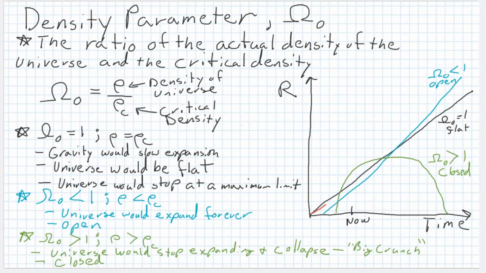So based on observations, do we have an open, closed, or flat universe? Actually, we have something that's neither any of these. We actually have an accelerating universe where the scale factor isn't increasing linearly, it's actually increasing like this. All right, and we'll talk about how dark energy might explain the accelerating universe in the next video. All right, that's the end.